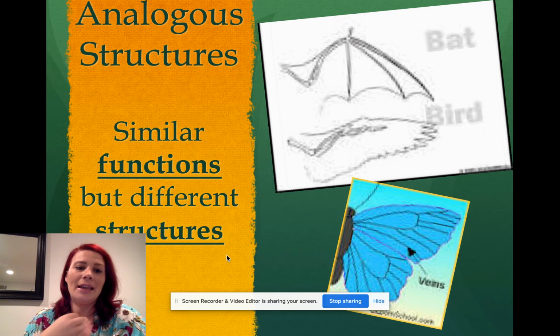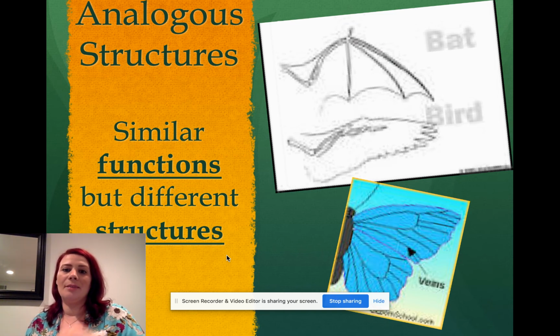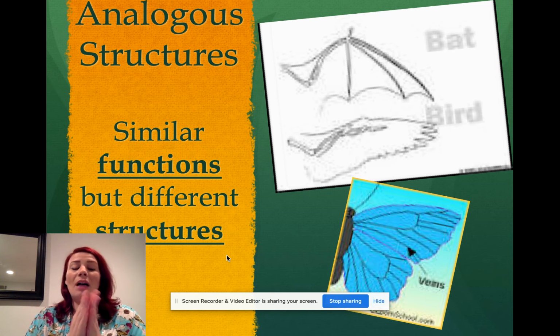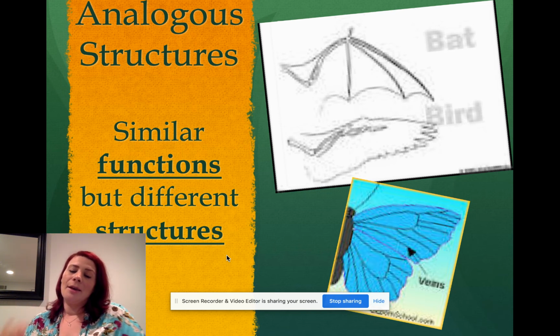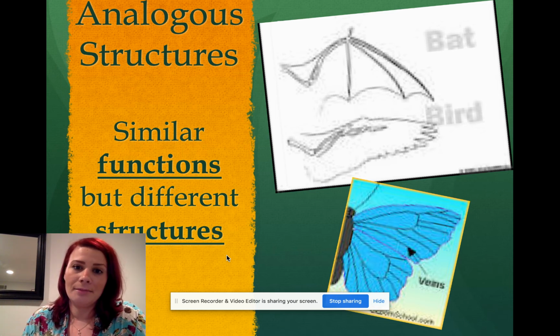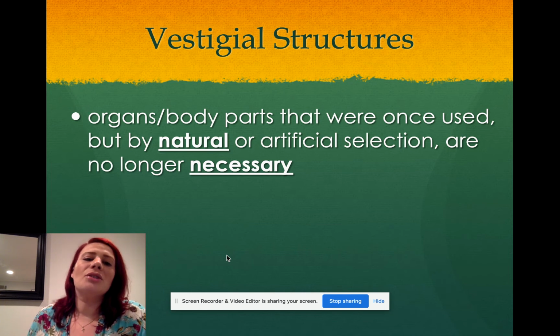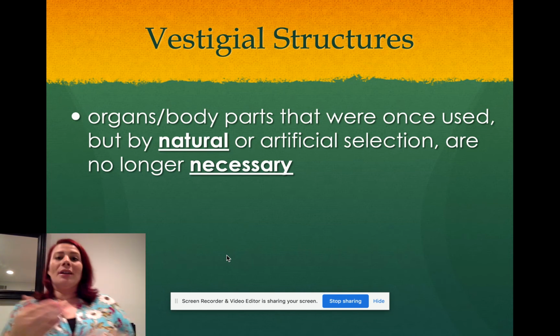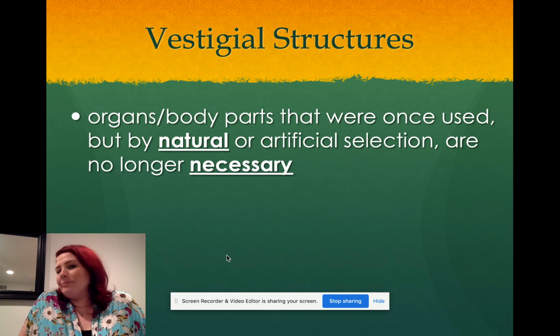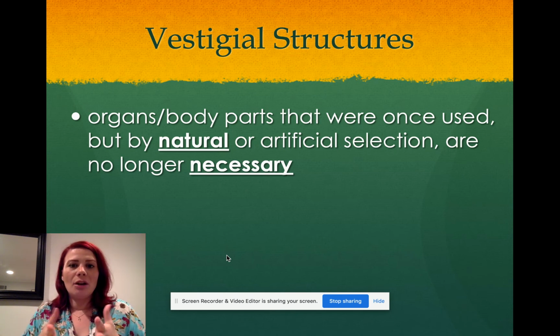Analogous structures, again, same function, different structures. So in this example, I gave the example of bat wings, bird wings, butterfly wings. They all have the same function for flight, but they're not built the same way. So we know that it doesn't suggest that there's a common ancestor among those organisms. Okay, a vestigial structure is something that an organism once used at one point, but we don't really need it anymore. So in that organism, in their present form, they're not really using it.